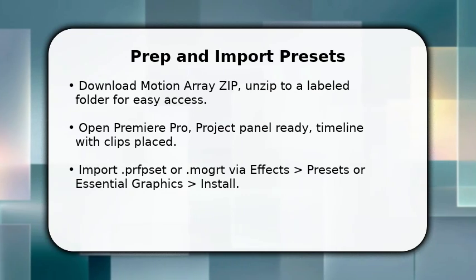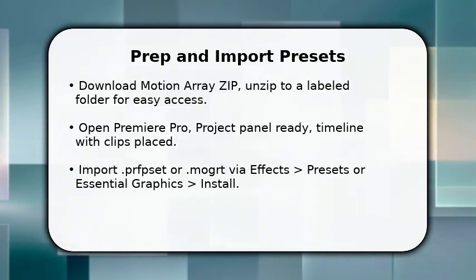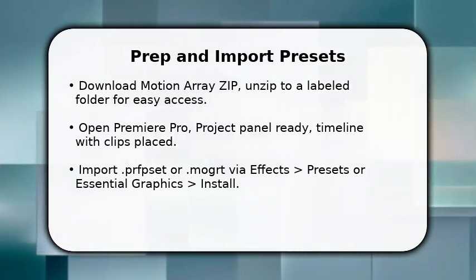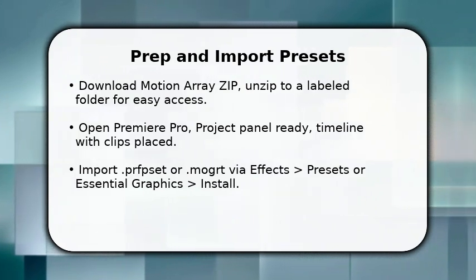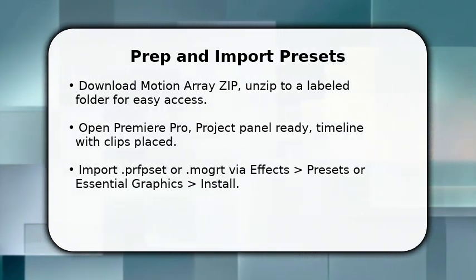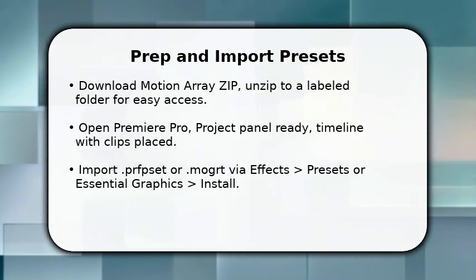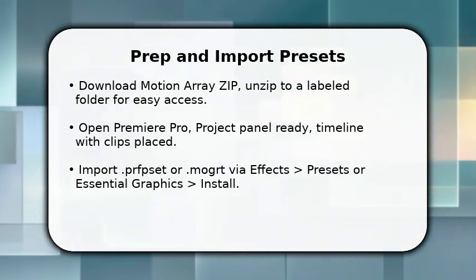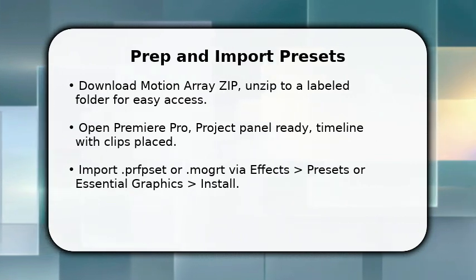You should already have Motion Array files and Premiere open. Start by unzipping and organizing presets so you can find them fast. Once done, drag the PRF set into the Effects panel or use Essential Graphics to install Mogrt files. This adds them to your presets library.